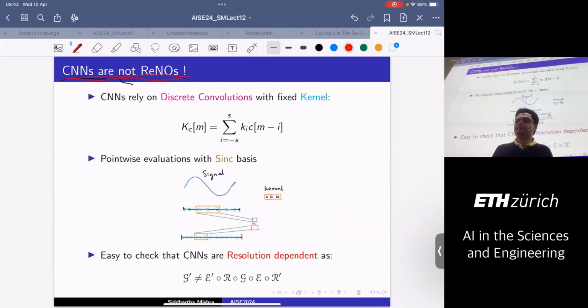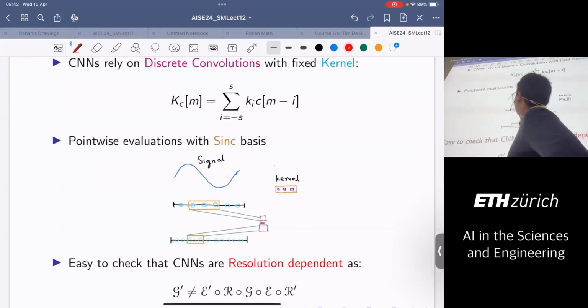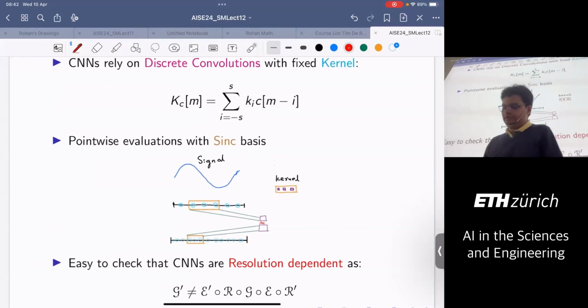What does that mean? Remember that CNNs are nothing but discrete convolutions. So you have been given a signal, which is given on a grid. Let's try to expand this a little. Because for me, it's very difficult to see when it's in small print. Okay, so as you can see, you have a signal which is given on a grid. This could be band limited functions for simplicity.